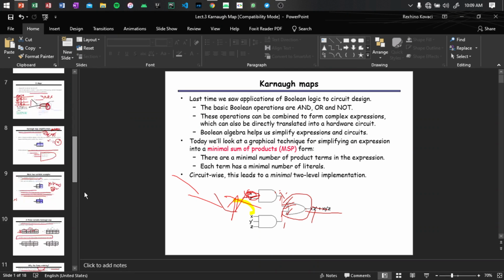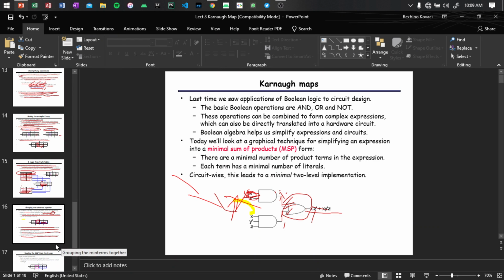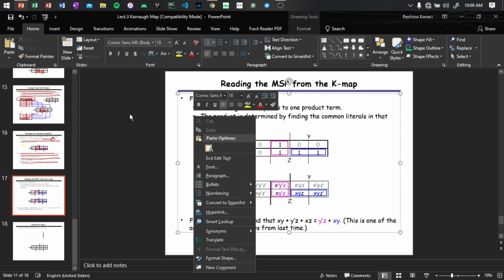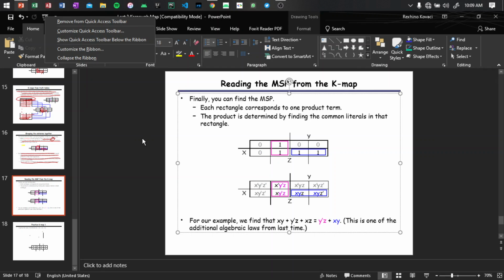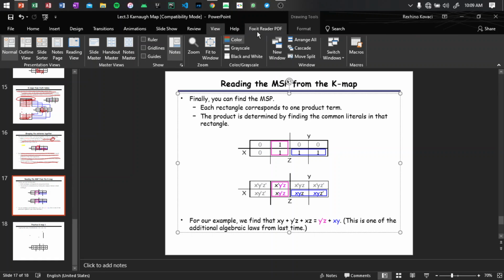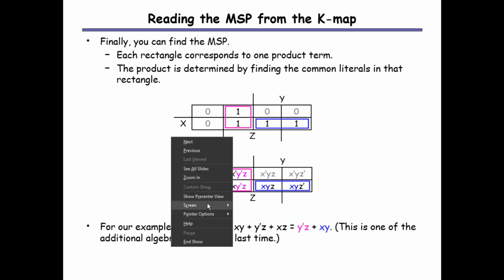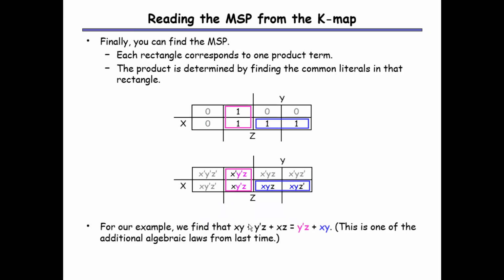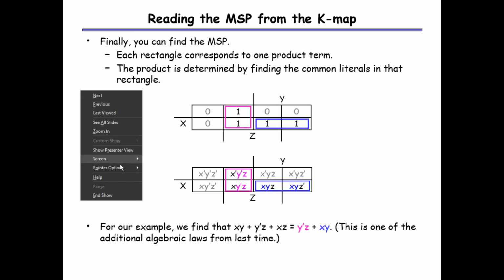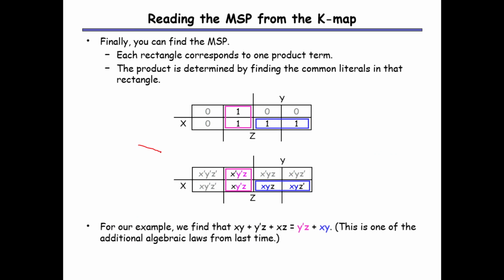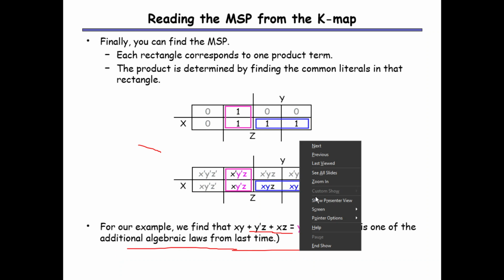MSP is the minimal sum of products. And for example, we can find that xy plus xy'z plus xz is equal to x'y'z plus xy. This is one of the additional algebraic laws we learned last time.